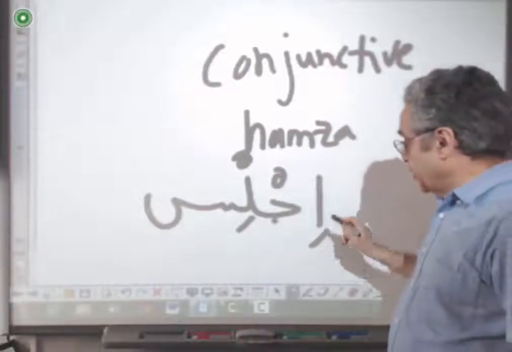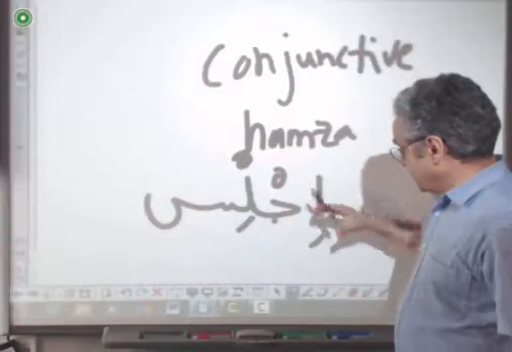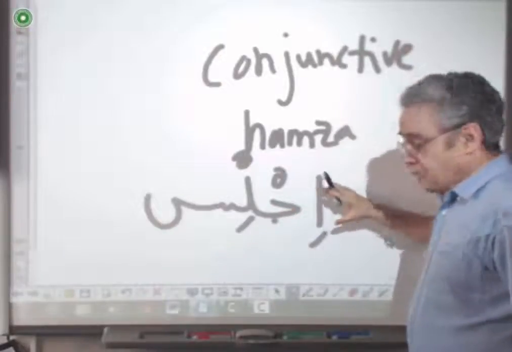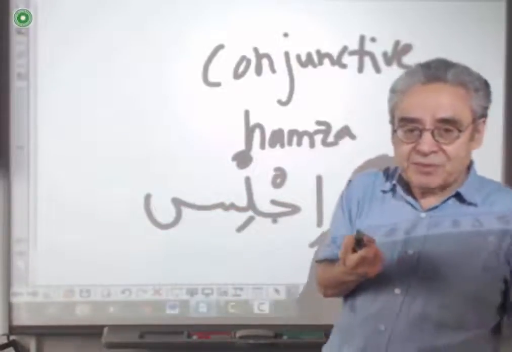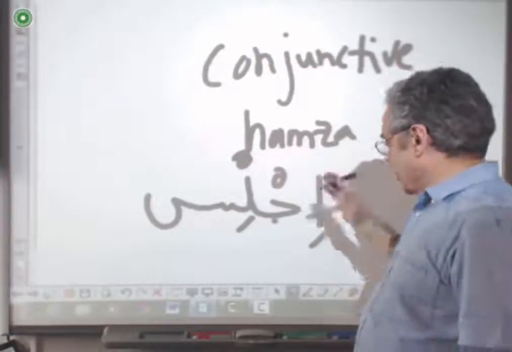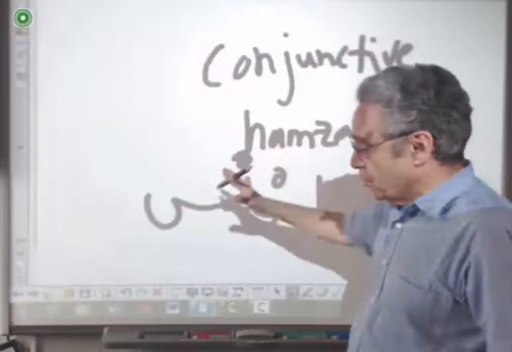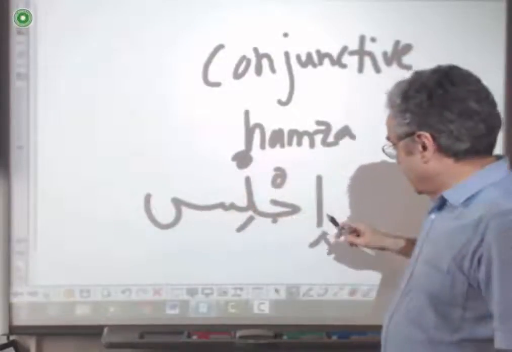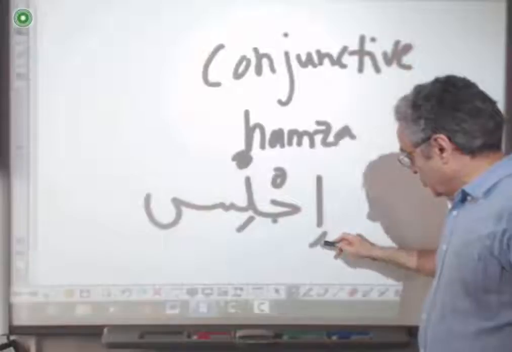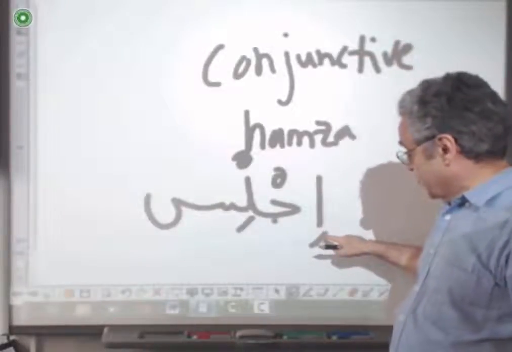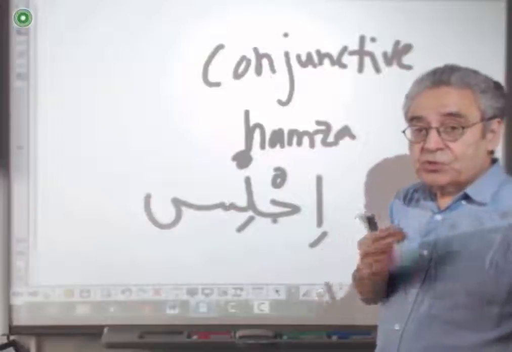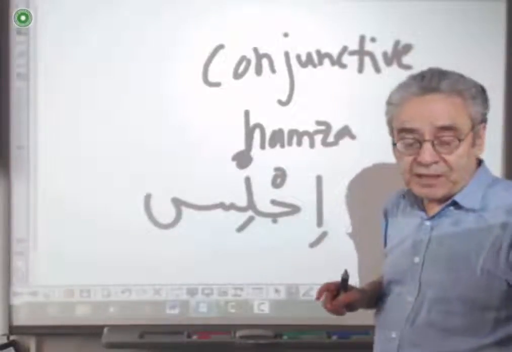Ijlis, ijlis. As you see here, this is hamza. It is just to enable us. It's not a real hamza, as you see. So when I want to put something before ijlis, that hamza which I represented, I didn't put hamza, I put kasra to enable you to say, okay, this is not a real hamza.